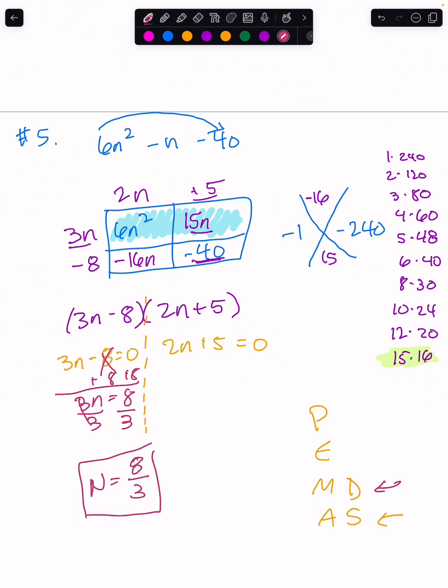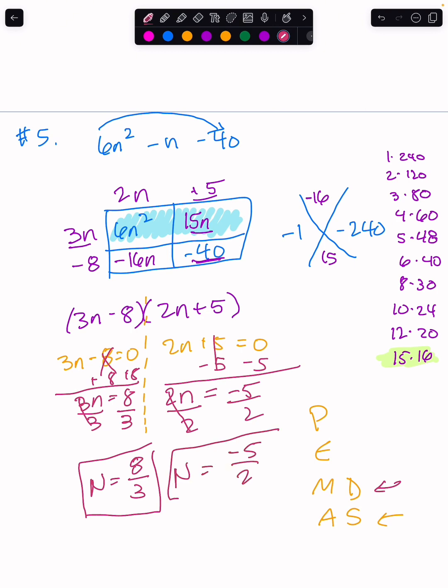And I'm going to subtract 5 from both sides. So 2n equals -5. Divide both sides by 2. And n equals -5/2. Those are the two zeros, and that's just about it.